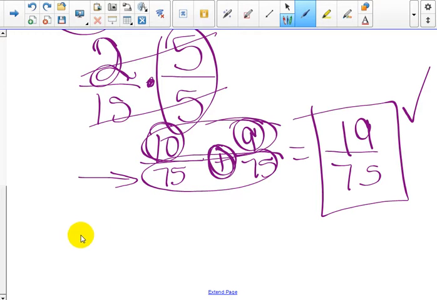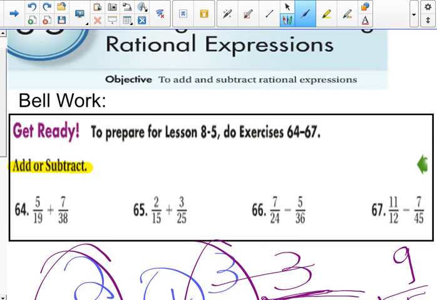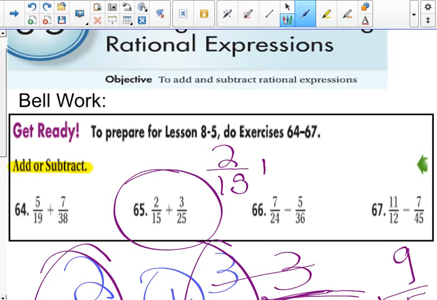If you will get your yellow calculators, let's do this together on our calculator. And I'm going to show you how to do fraction math on your calculator if you haven't done it yet. So again, I'm going to set this aside. Let's do this number 2 because we already know what the answer is supposed to be. So we're going to add 2/15 plus 3/25. It's a 5.